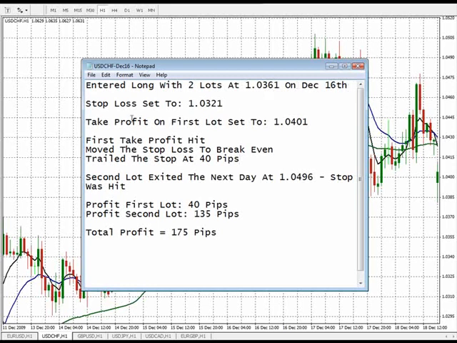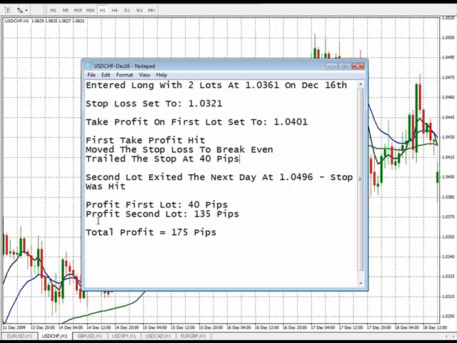1.0361 on the 16th of December. Our initial stop loss was set to 1.0321, and our first take profit was at 1.0401. The first take profit was hit a couple of hours later. At that point, we moved the stop loss to the break-even point, and we trailed the stop at 40 pips. The second lot was exited the next day at 1.0496. The stop was hit. It raised up to above the 1.05 level and dropped again.